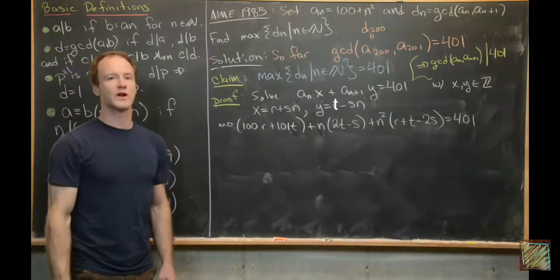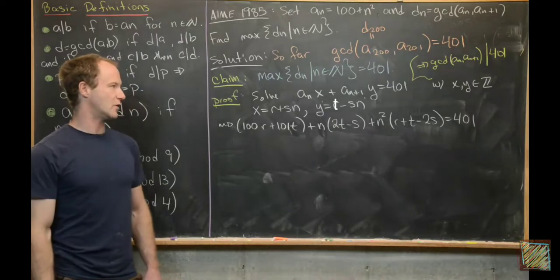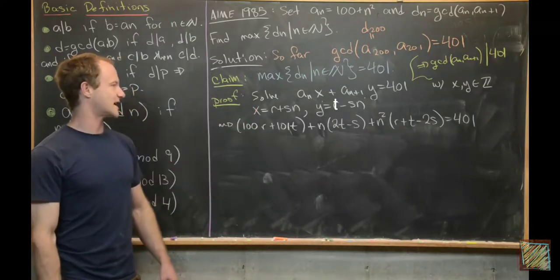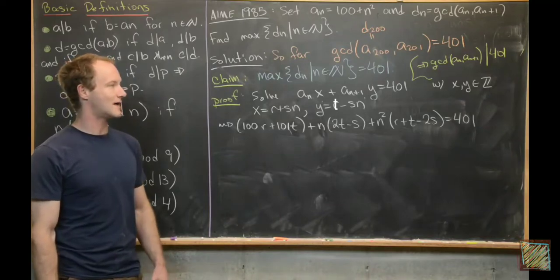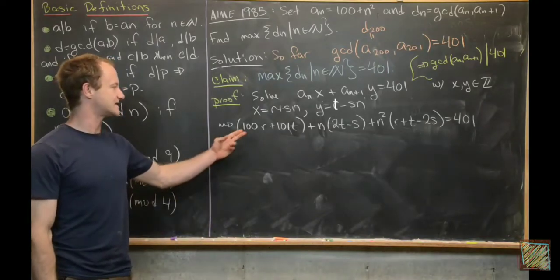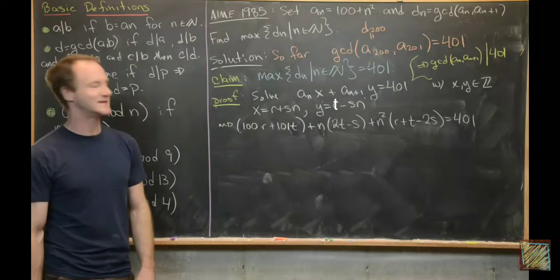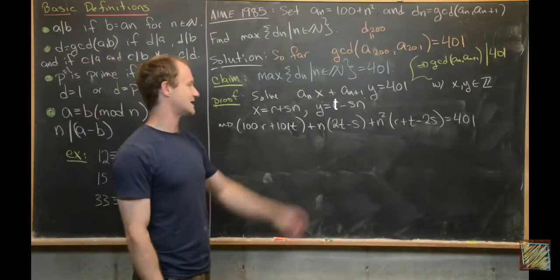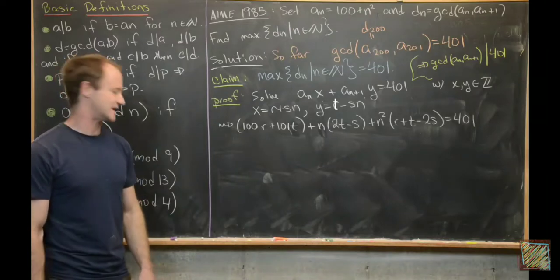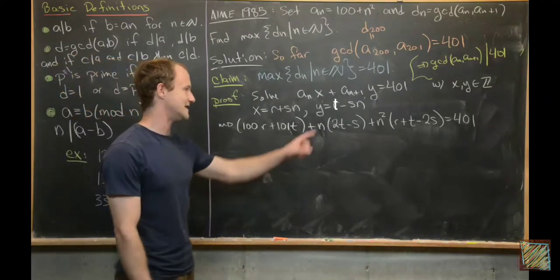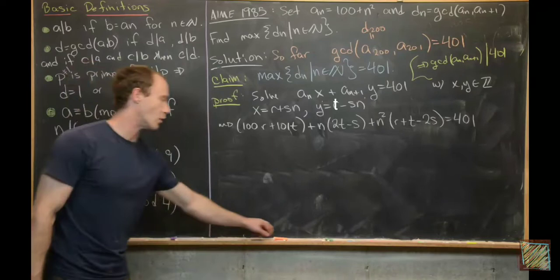So on the last board, we argued our way to the following equation. So first we had this setup where we set x equal to r plus sn and y equal to t minus sn. Then we got this thing: 100r plus 101t plus n times (2t minus s) plus n squared times (r plus t minus 2s). And all of that needs to be equal to 401.